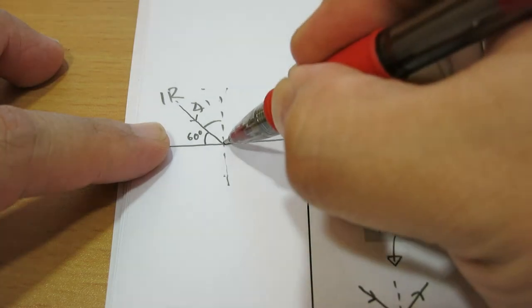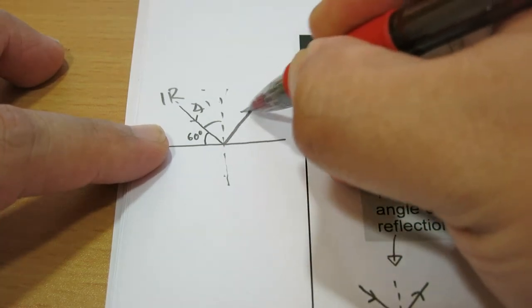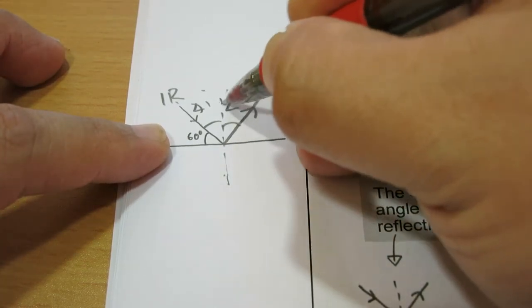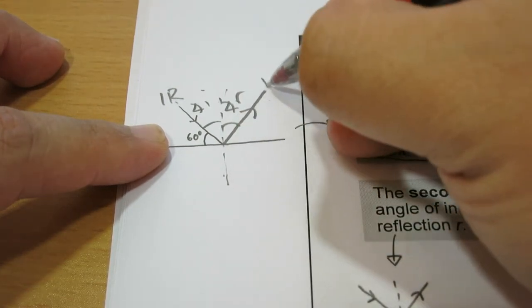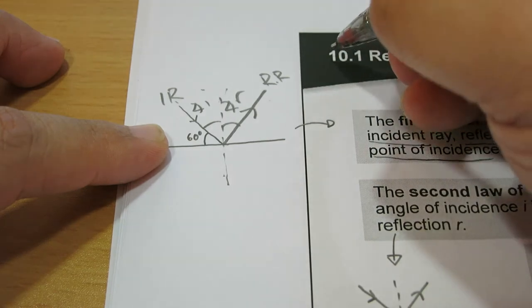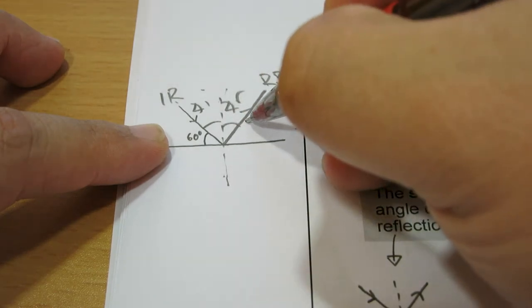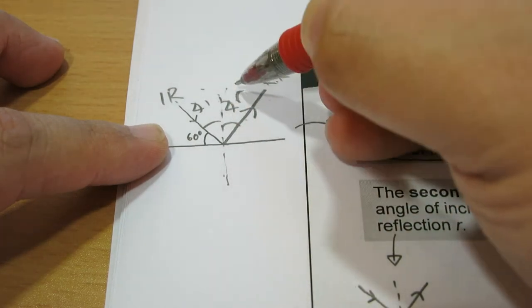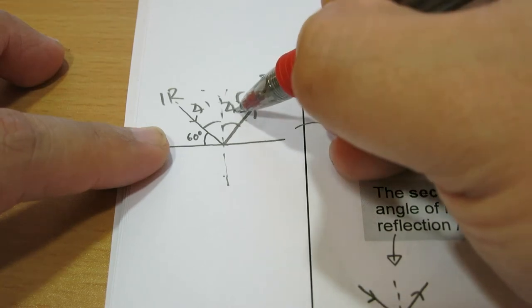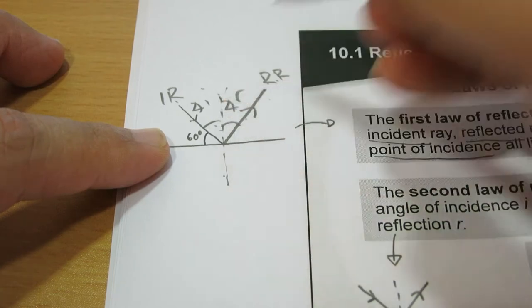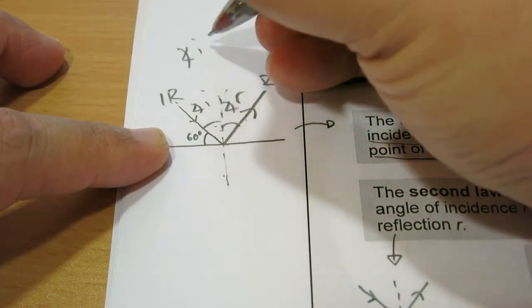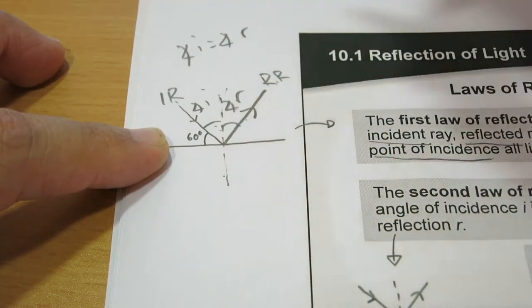Alright, in a reflection question, the light ray will bounce off in this direction. The light ray that bounces off is called the reflected ray. And the angle between the reflected ray and the normal is called the angle of reflection. Now, later on, we'll talk about the second law. The second law basically just states that the angle of incidence must equal the angle of reflection.